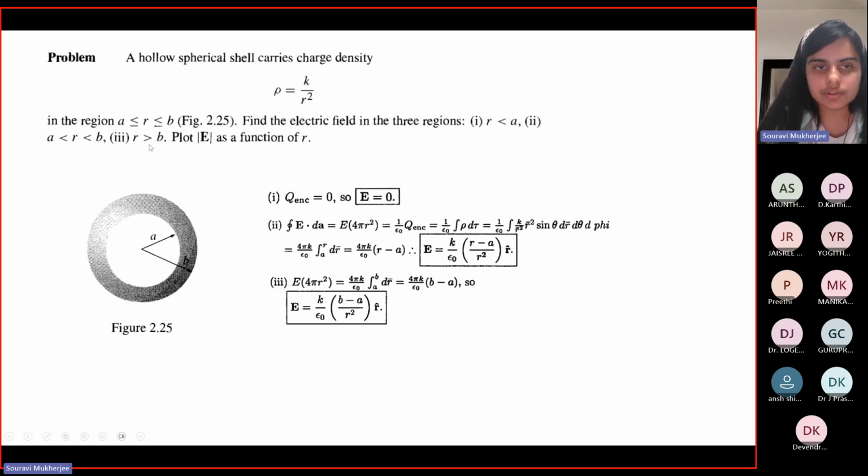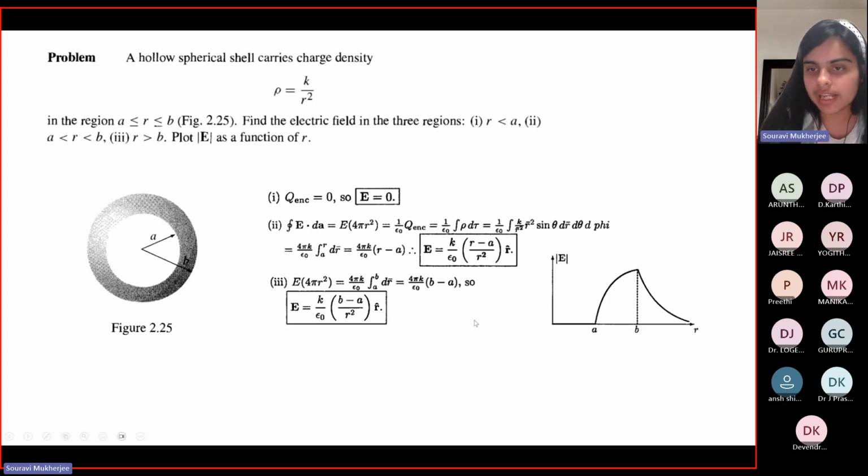And then if you are asked to find the field somewhere in a region greater than B, then the total charge that is present in this hollow shell will contribute, right? So everything else remains the same, but now your r is greater than A and B, okay? But because there is only charge from A to B, what you have to do is an integration from A to B to account for the total charge in the hollow sphere. So this is how the field will look outside the hollow sphere.